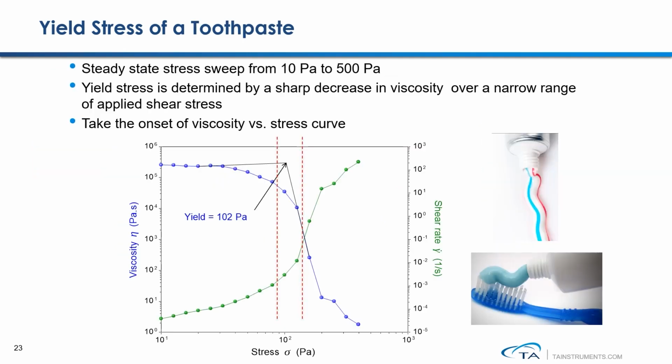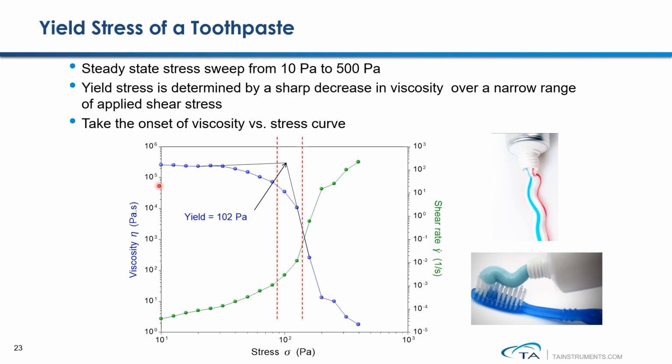Another method for yield measurement is the steady-state stress sweep. In this test, stress is increased stepwise on a log scale. At each step, the sample viscosity is measured only when equilibration has been reached. Yield stress is identified by taking the onset value from the viscosity versus shear stress curve. Here is an example of testing the yield stress of a toothpaste sample using this steady-state stress ramp method. Stress is swept from 10 Pascal to 500 Pascal.